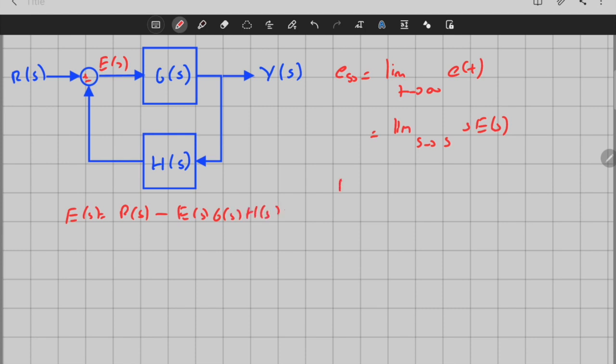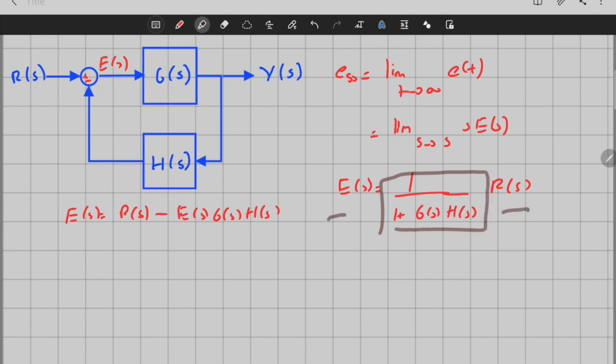So we know that E(s) is equal to 1 over 1 plus G(s)H(s), times R(s). That's great. This transfer function is the transfer function from the input to the error signal. We want this transfer function to be small in general for good closed-loop performance. We will concentrate on this transfer function to compute the steady-state error and characterize steady-state performance. We call G(s)H(s) the open-loop transfer function of the system. So what is the open-loop transfer function?